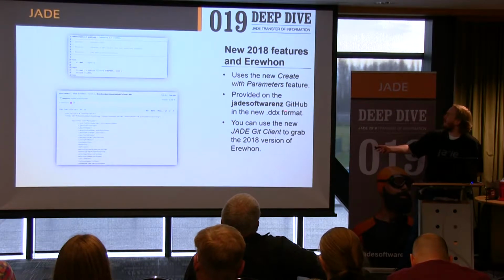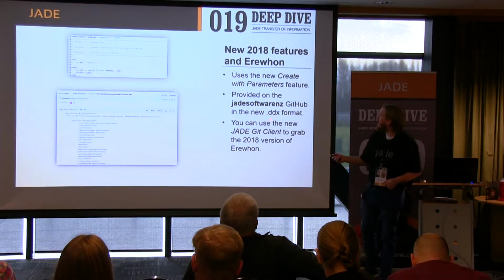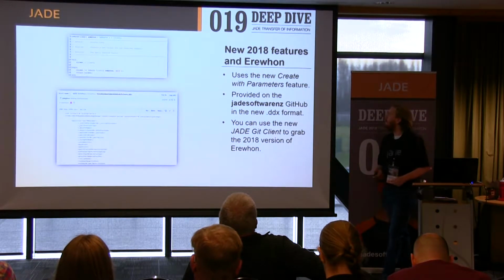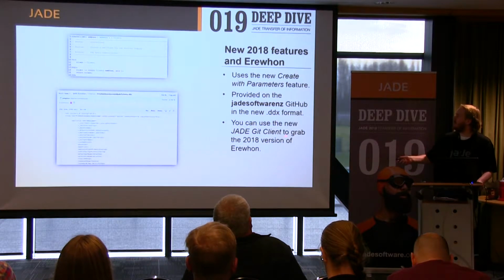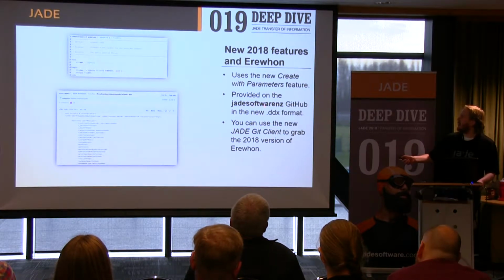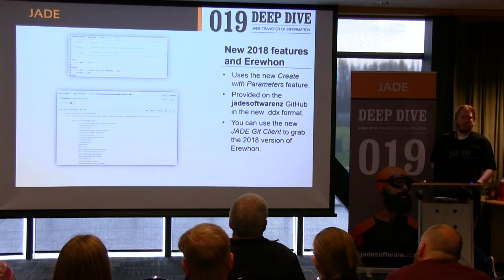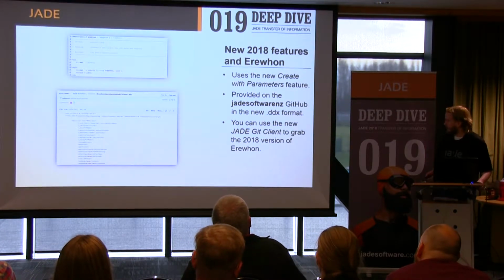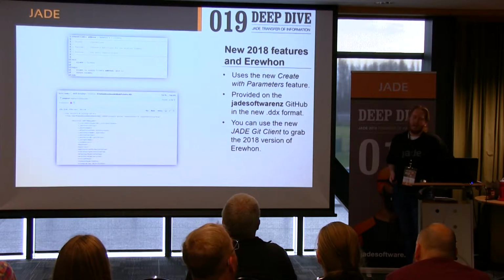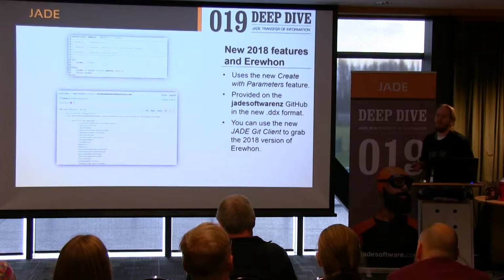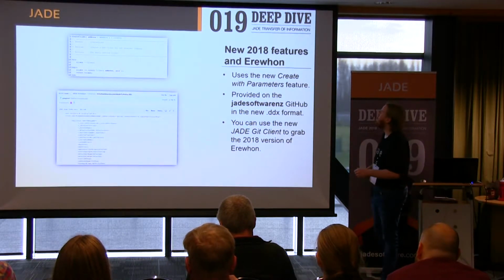So we're also going to count the fact that it's on the JADE Software New Zealand GitHub, and it does use the new DDX format. So if you're grabbing Euroone, you can grab it using the new JADE Git client from the new JADE Software NZ GitHub, as I did in my little demo, and that will grab you your 2018 version of Euroone. I'll also note, because we're using the new create with parameters features, this new Euroone version is only compatible with JADE 2018. It is the 2018 version of Euroone.